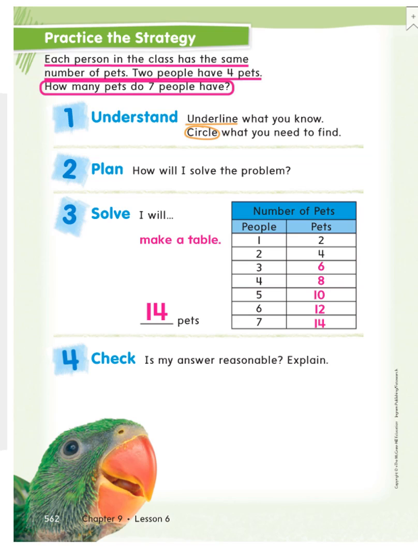Number 4, check. Is my answer reasonable? Yes, because we followed the pattern. It started the same way that it ended. We counted by ones in the people column and by twos in the pets column. Let's go to page 563.